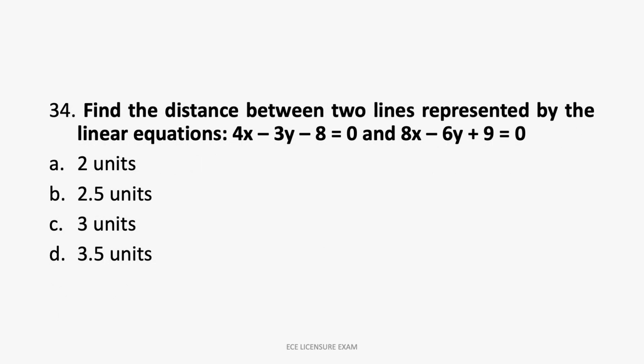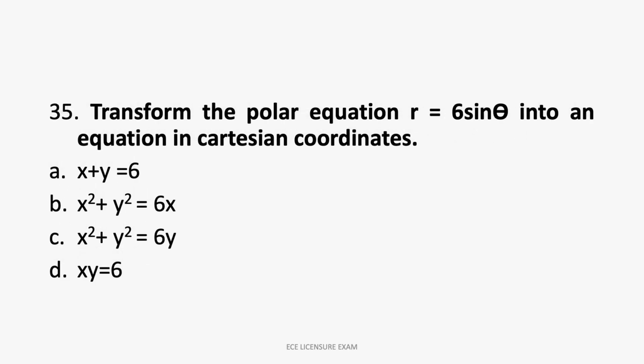Find the distance between 2 lines represented by the linear equations 4x minus 3y minus 8 equals 0 and 8x minus 6y plus 9 equals 0. 2.5 units. Transform the polar equation r equals 6 sine theta into an equation in Cartesian coordinates. x squared plus y squared equals 6y.